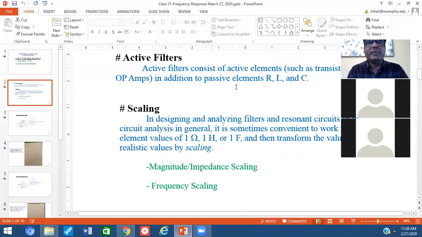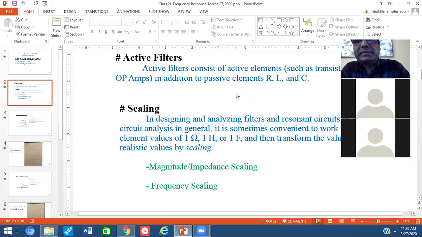Okay, now moving forward. So today I'll be covering two main topics. One is active filters and the other one is scaling. So active filters basically consist of active elements such as transistors and operational amplifiers. So you all know the operational amplifier. You have studied it in circuit analysis, that means the DC circuit course, in addition to passive elements, that is R, L, and C. So you remember that we were discussing passive filters.